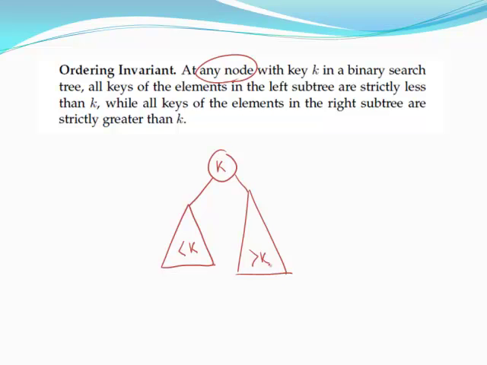Notice that I mentioned strictly less than and strictly greater than for the left and right subtrees. This means that binary search trees cannot have duplicates. If you have duplicates, you can handle them in creative ways through the node design, but for now, the binary search trees don't have any duplicates. So this is our invariant. We have to make sure this invariant is true for any binary search tree.